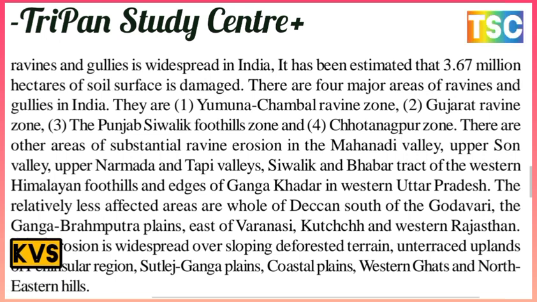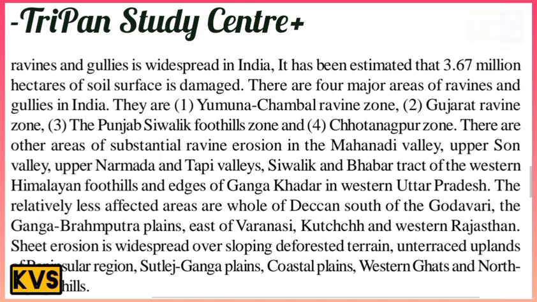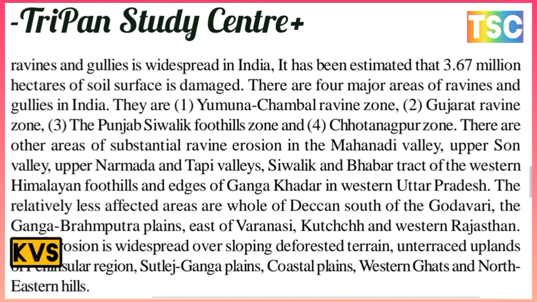The relatively less affected areas are west of Deccan and south of Godavari. There is the Ganga-Brahmaputra plain, east of Varanasi, Kutch and western Rajasthan. Sheet erosion is spread over the sloping deforested strain of uplands and the peninsular region, such as Satluj, Ganga plain, coastal plain, western Ghat and northern hill areas. That is important.